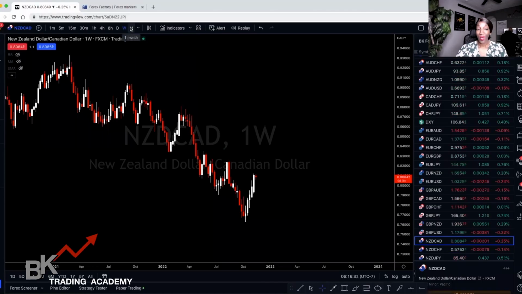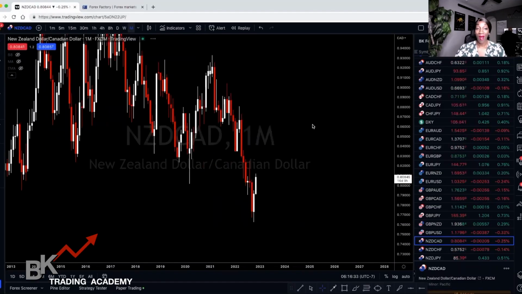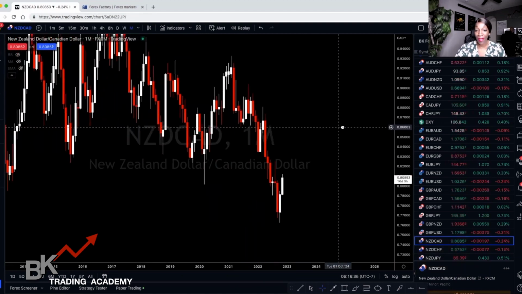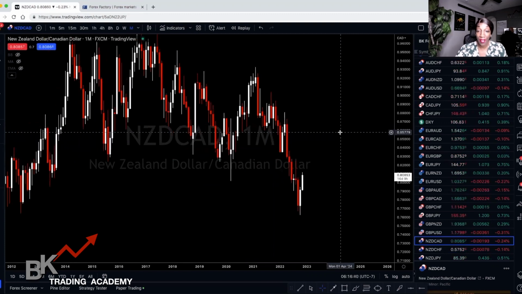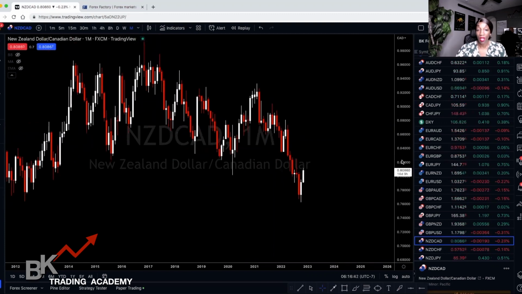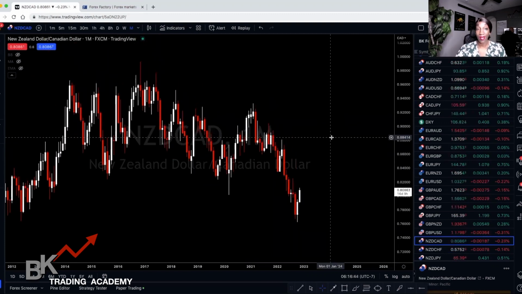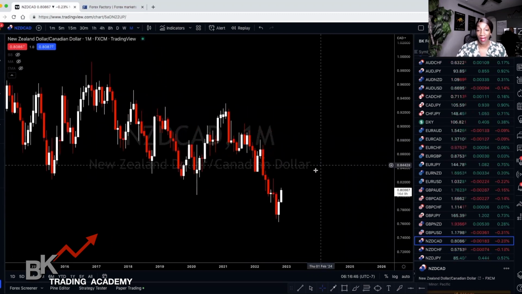All right, team, so let's go ahead and hop into our pair, which is NZDCAD. I'm going to start out on the monthly, and we're going to do a technical analysis, and then we're going to look at some fundamental factors that could change our outlook. So overall, I'm on the monthly time frame. You can see that price has been in a bearish trend. Now, how do we know that?